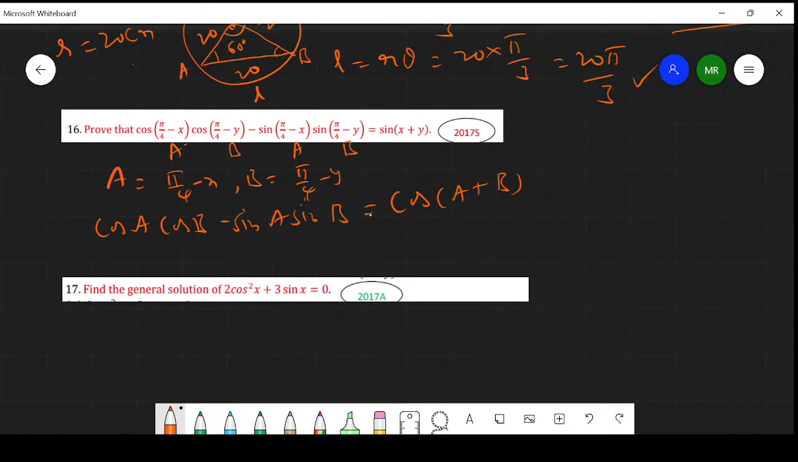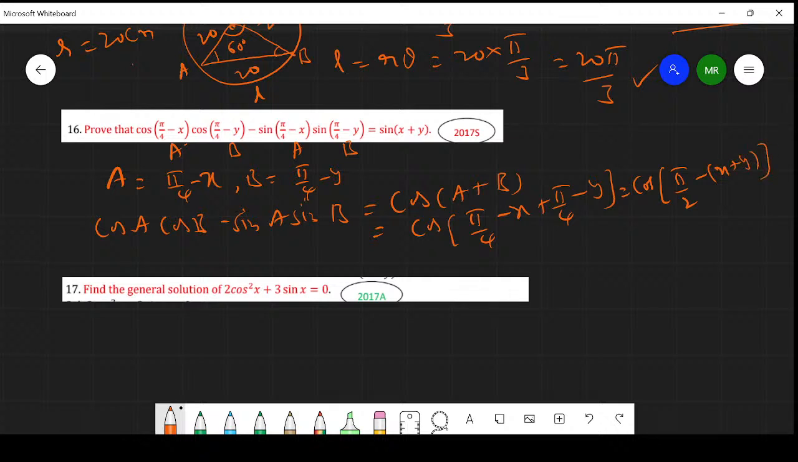Now I can write cos of A, which means pi by 4 minus x, plus B, which means pi by 4 minus y. Pi by 4 plus pi by 4 is pi by 2. It comes cos of pi by 2 minus of x plus y.